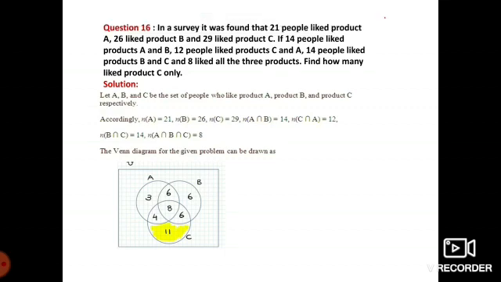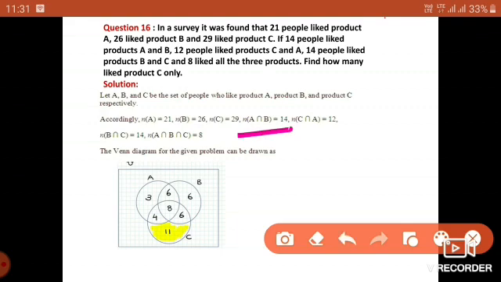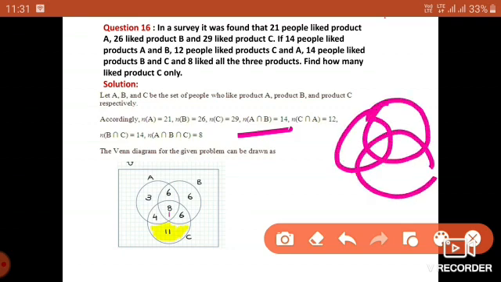Now, see, using Venn diagram, how will you draw it? Here all the values are given. N of A 21, N of B 26, N of C 29, N of A intersection B, C intersection A and B intersection C. Now you have to draw this. See, 8 people liked all the products, so it is written in the middle. That is, if you draw the circles, 8 will be written in the middle.